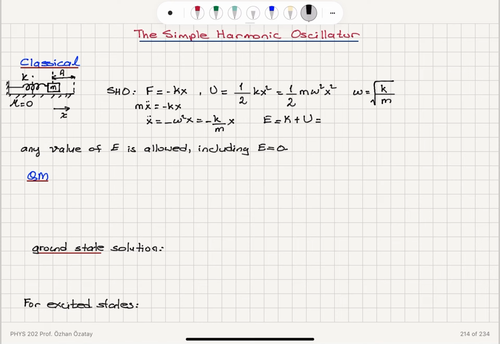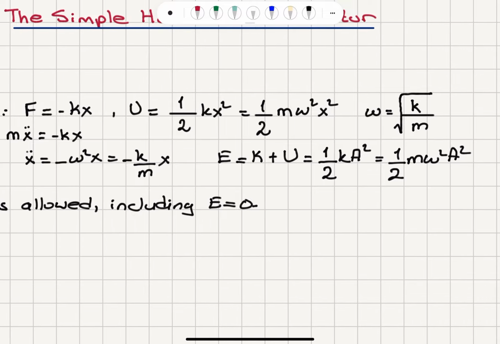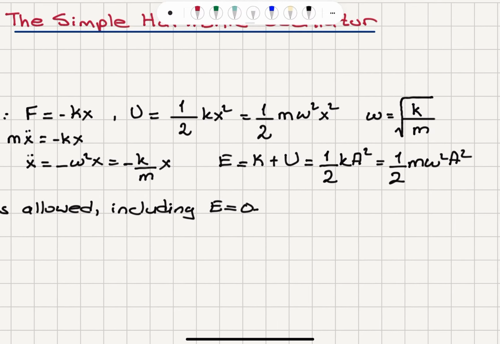The corresponding total energy of the block will have a kinetic component and a potential energy component, and the total energy is fixed. It is the maximum possible value of the potential energy, 1/2 ka squared, which is equal to 1/2 m omega squared amplitude squared. What is special about this classical treatment is that any value of energy is allowed, and it can also have zero energy.